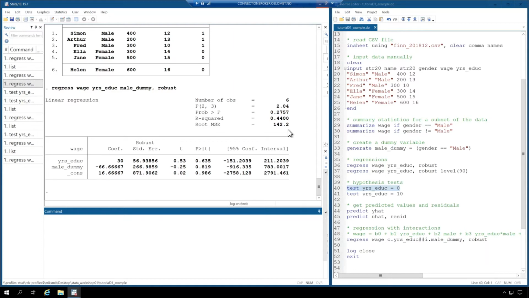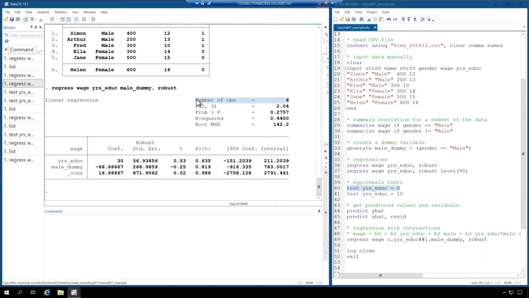This is our result. We have quite a few number of observations, so our F statistic is quite low, and the probability of randomly getting an F statistic more than this is 27%, and this F statistic tests the joint hypothesis that the true value of the coefficient on years of education and the true coefficient on male dummy are equal to 0.